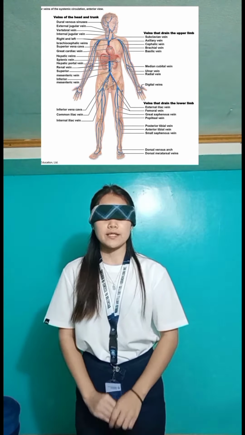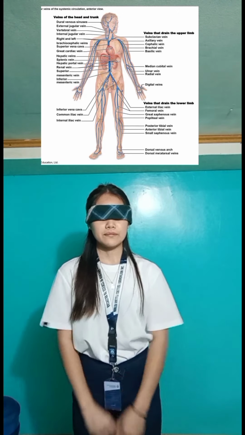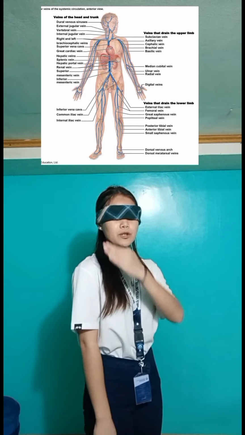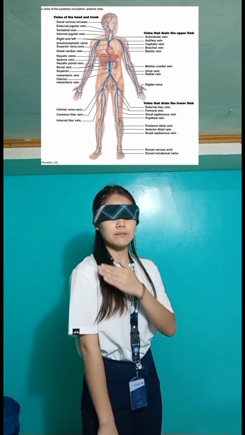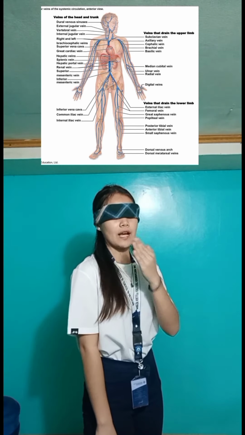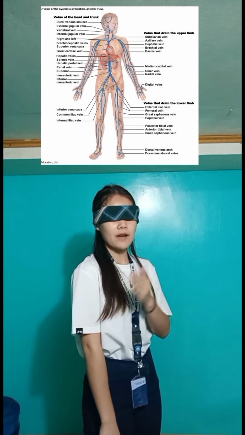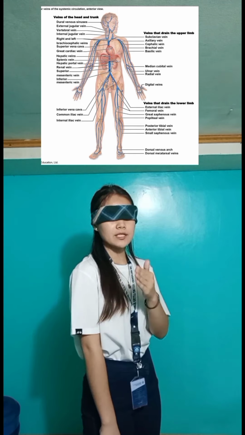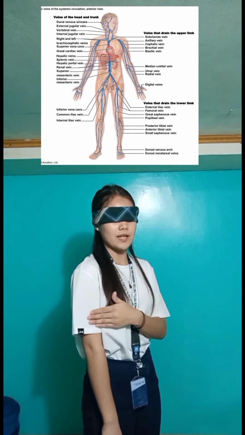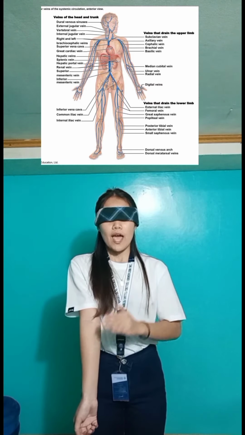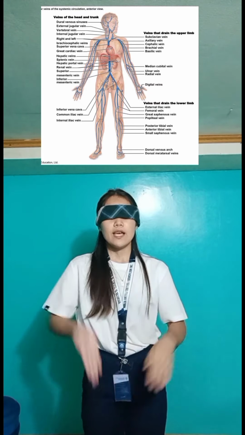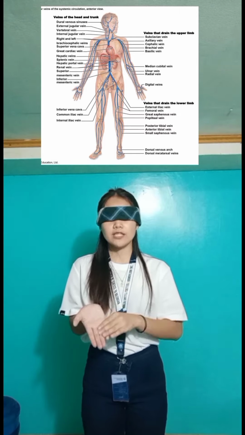Next is the veins that drain the upper limb. Here, up to here, are the subclavian vein, the axillary vein, the cephalic vein, and the brachial vein, and the basilic vein. In this part, here up to here, are the median cubital vein, the ulnar vein, and the radial vein. And in this part are the digital veins.